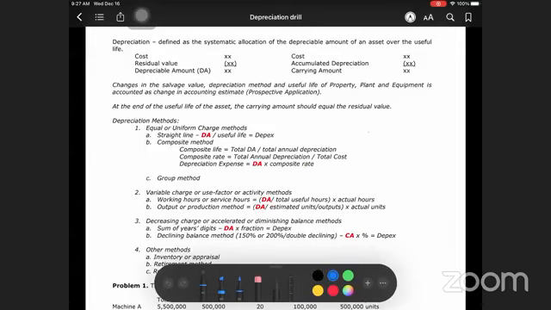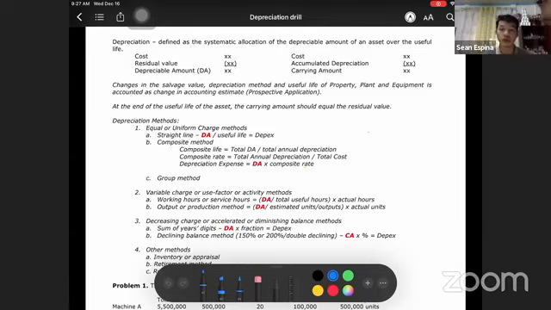To compute the carrying amount, di ba? So this is depreciation. Depreciation is defined as the systematic allocation of the depreciable amount of an asset over the useful life. Basically, this is an application of the expense recognition principle under the matching principle. Under our conceptual framework or basic accounting, we have three types of expense recognition principle under matching principle. You have the immediate recognition, the cause and effect association, and the systematic and rational allocation. Depreciation is under the systematic and rational allocation.